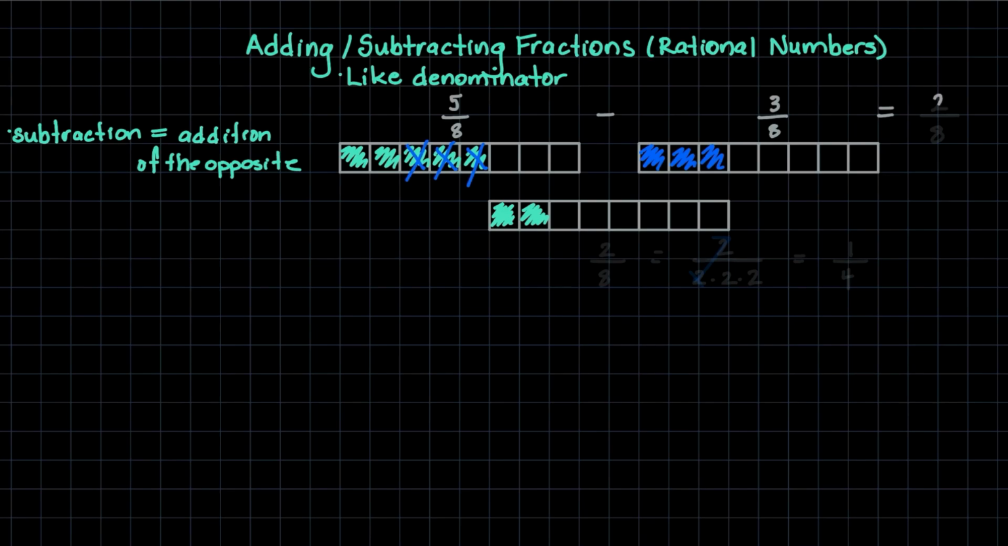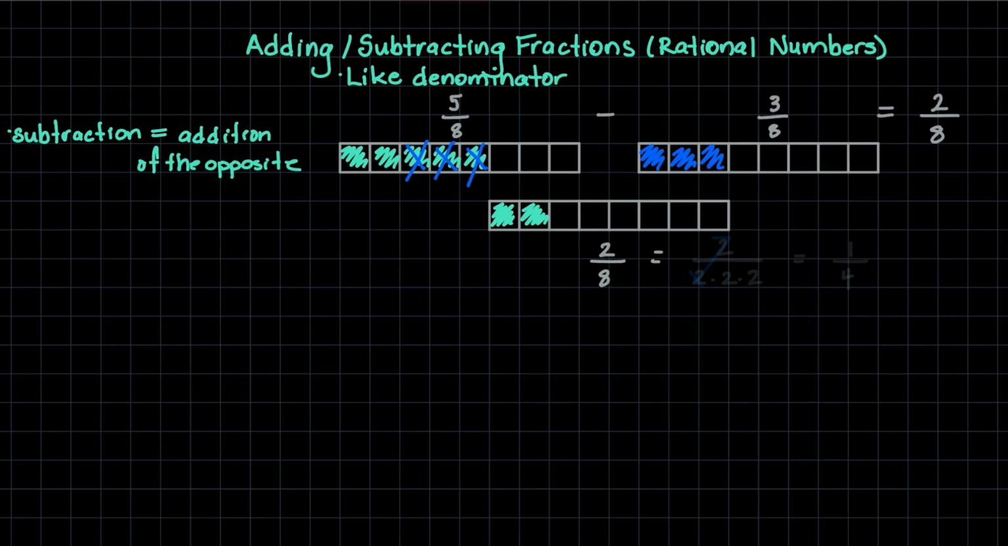So again, we subtract the numerators. 5 minus 3 is 2. Leave the denominator the same. If we start with eighths, we have to end in eighths. So 5/8 minus 3/8 is 2/8. Now 2 and 8 are both even. We don't leave our fractions unsimplified.